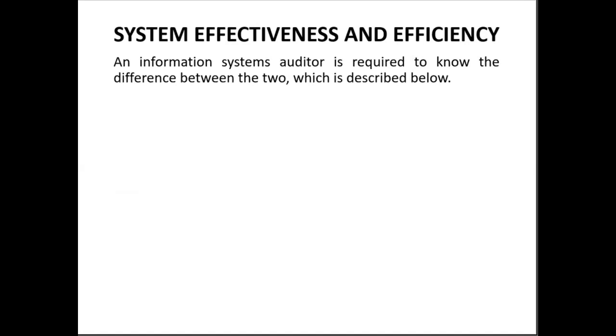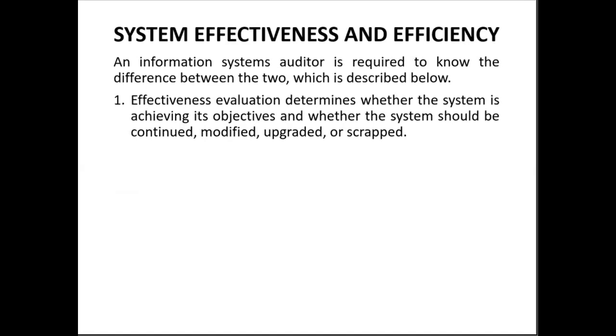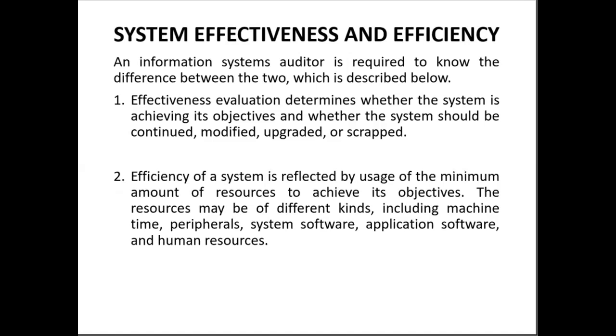So when we say effectiveness, what do we mean? Effectiveness basically involves evaluation determines whether the system is achieving its objectives and whether the system should be continued, it should be modified, should be upgraded, or it should completely be what, discontinued. Then there's also the issue of efficiency and how different is effectiveness from efficiency. Efficiency of a system is reflected by usage of the minimum amount of resources, the use of minimal resources to achieve the organization's objectives. So the resources may be of different kinds, including machine time, peripherals, system software, application software, and human resources. But how do we combine all of this in a way that we can have minimal combination to achieve the organizational objective? That's the difference between these two terms.